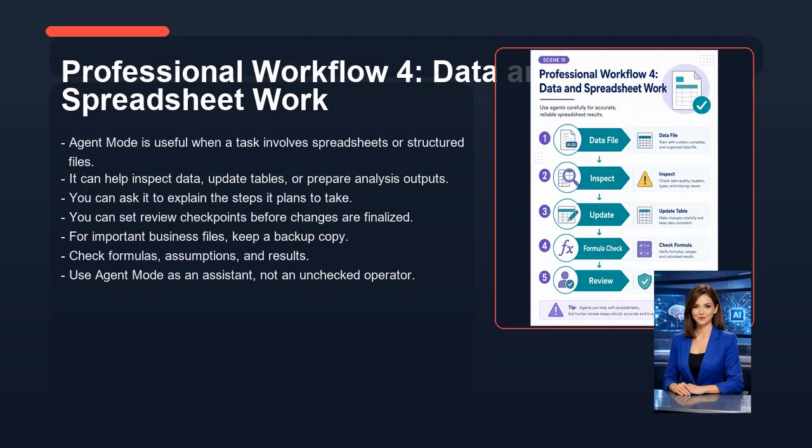Now let's look at professional workflow 4, data and spreadsheet work. Agent mode is useful when a task involves spreadsheets or structured files. It can help inspect data, update tables, or prepare analysis outputs. You can ask it to explain the steps it plans to take. You can set review checkpoints before changes are finalized.